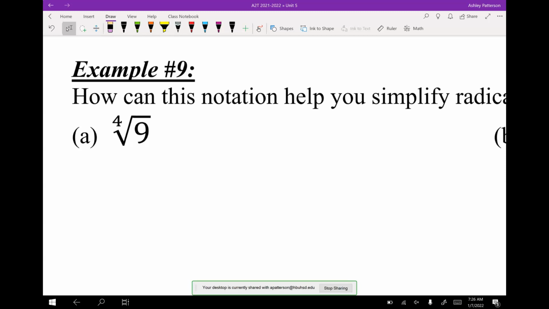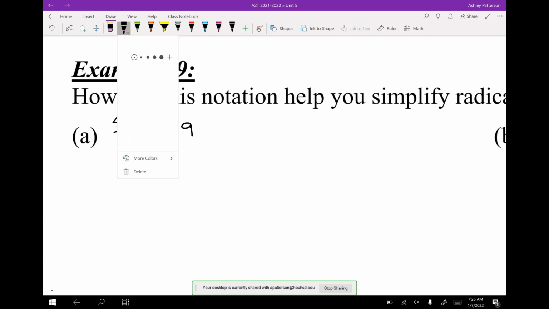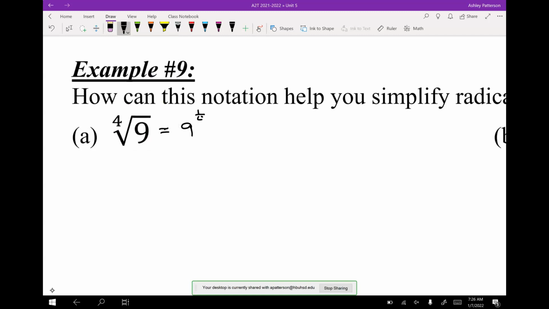I can, with your help, rewrite this as 9 to the 1/4 power. Would you agree? Yeah, okay. But 9 can be manipulated also. How could we write 9 so that it is in a prime form with an exponent? 3 squared. Okay, let's do it. So we have 3 squared to the 1/4 power.